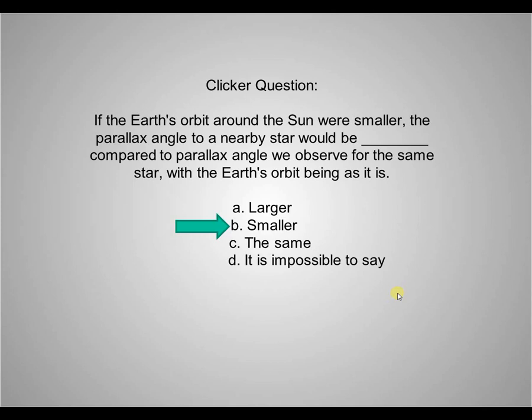So here's the sun, and here's maybe two different points during the year. Okay, and you're looking at this star here, and it's going to appear to shift like this, and so this is the angle that we're talking about. Technically, the parallax angle is half of that. Okay, so this is what we call the parallax angle. But as this whole angle changes, then the half angle will change as well.